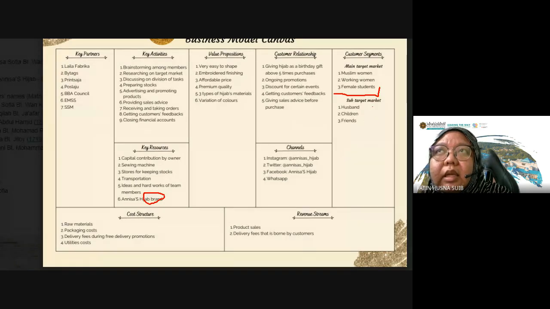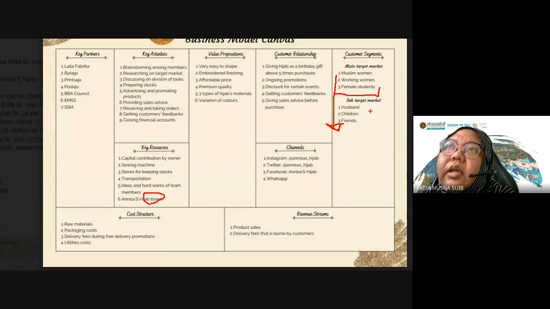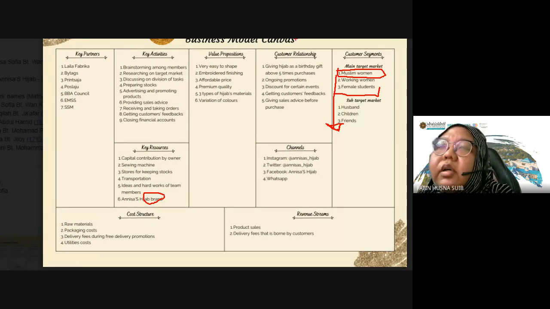Sub target market. Some students put main target market and sub target market. If you don't want to write it, it's okay, but you need to make it numbered like this. Number 1, 2, 3, I can consider them as the target markets. The lower the number, the less important they are in your target market. So when you put number 1, this is the first target market, the main target market. This is the one you actually focus on.